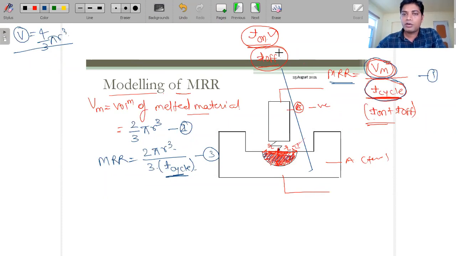Why? Because we know that during this T on the ionized column is formed, and because of that there is an impingement of the electrons on the workpiece and the positive ions on the tool surface. When they impinge with very high velocity, their kinetic energy is converted into thermal energy, and because of that the material is removed. All of this happens when the time is on, meaning the potential difference was created.